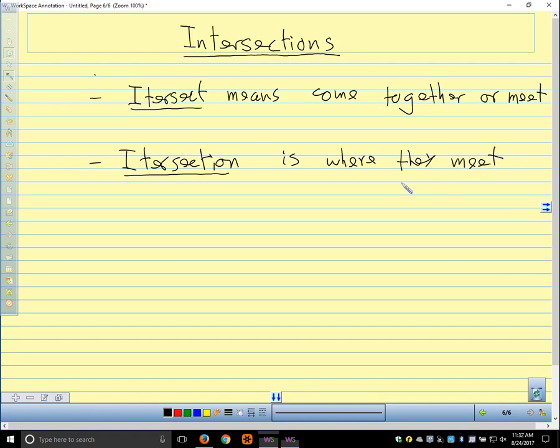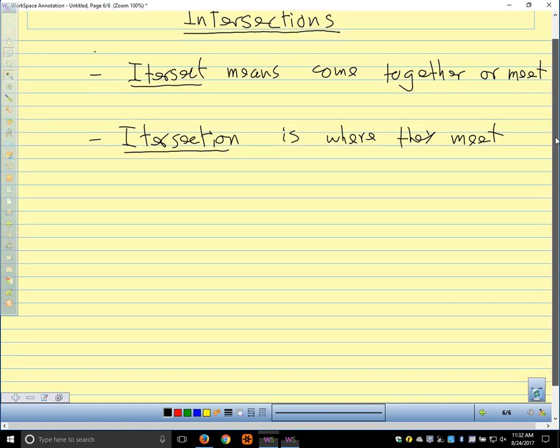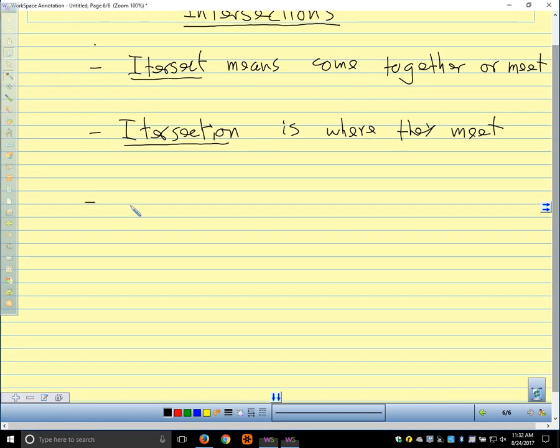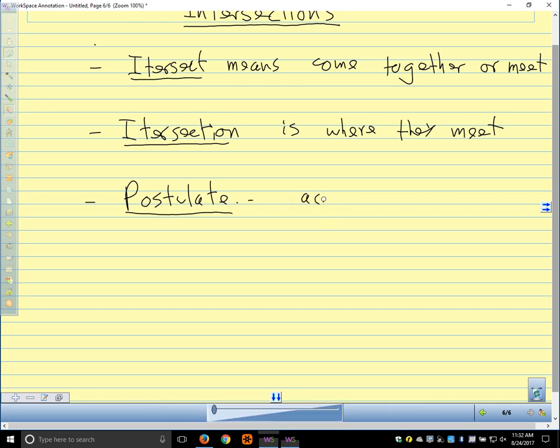So one of the first things that we're going to be interested in, now that we know a little bit about points, lines, planes, rays, angles, segments, is intersections. What happens when they come together? What happens when they meet? So we're going to have what we call postulates about these things. We'll have postulates throughout the year. A postulate is something that we accept as true without proof.